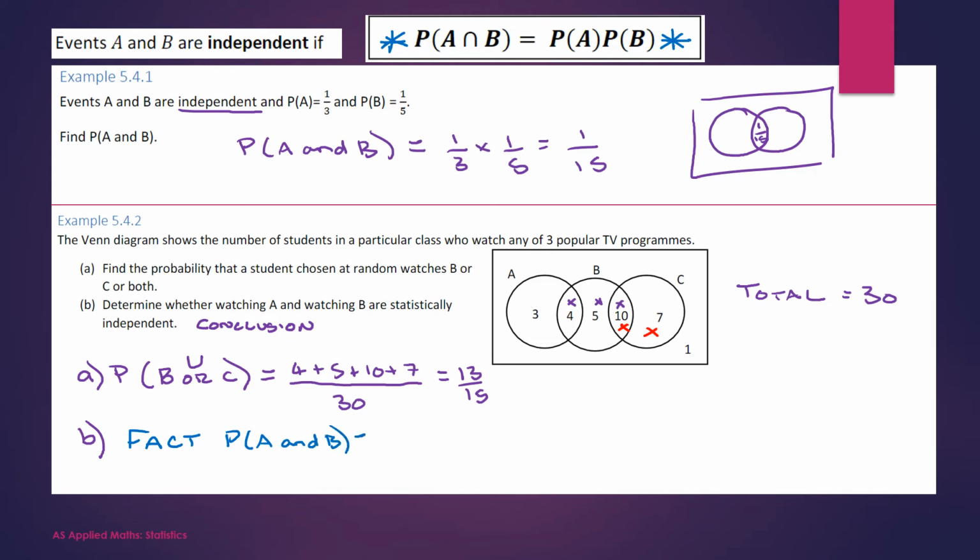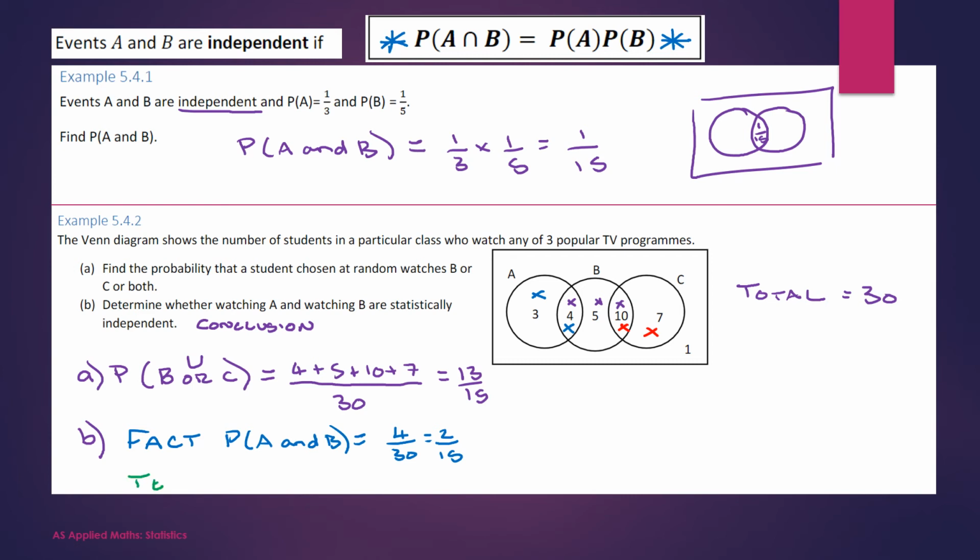So the fact is the probability of A and B. Looking at the Venn diagram, A is the 3 and 4, B is the 4, 5, 10, so A and B is equal to 4/30. Fact, just from the question. I'm not doing anything other than calculating out what A and B is. To do the question, you would need to recognise that A and B is the key to having independence.